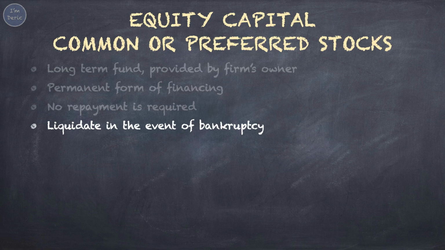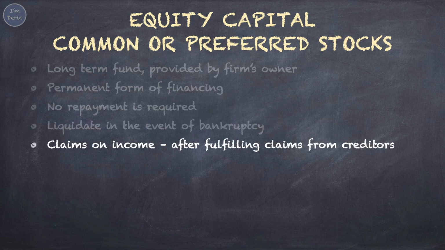Liquidate in the event of bankruptcy. Liquidate means to convert assets into cash or cash equivalents by selling them on the open market. Claims on income. When the company makes a profit after fulfilling claims from creditors, which means after paying the creditors, then the balance of profit will be shared by the stockholders.